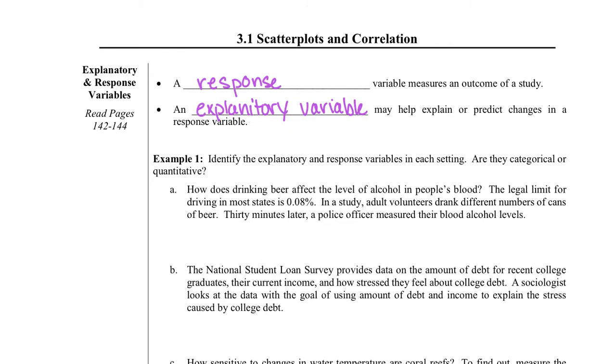A response variable measures the outcome of a study. You might want to think of a response variable as your y variable or your output variable. That's what happens after something else happens, and that something is your explanatory variable, which may help explain or predict changes in the y variable. Your explanatory variable would be like your x variable, your input, your independent variable. If you think about those in mathematical terms, that's what we're talking about.